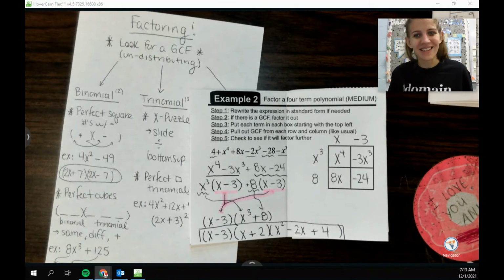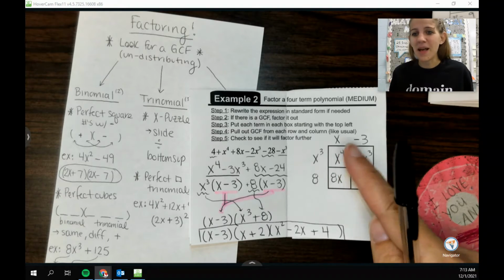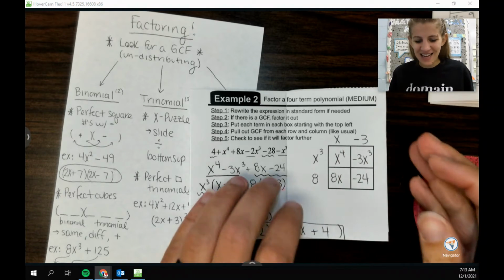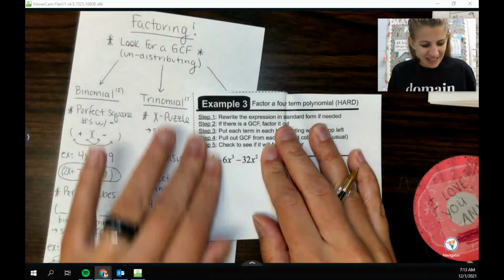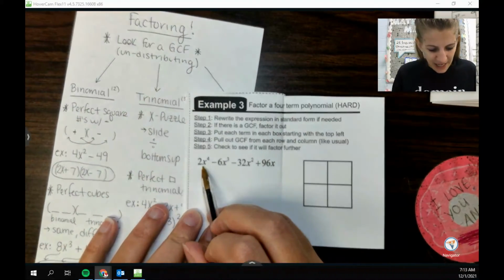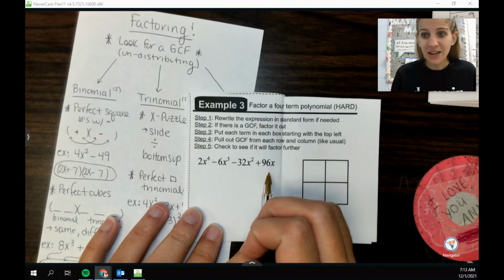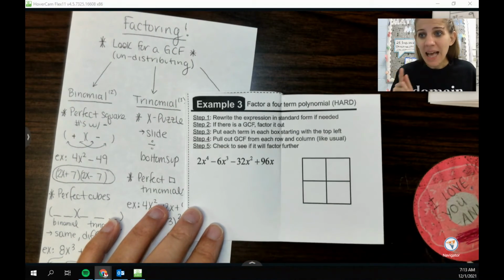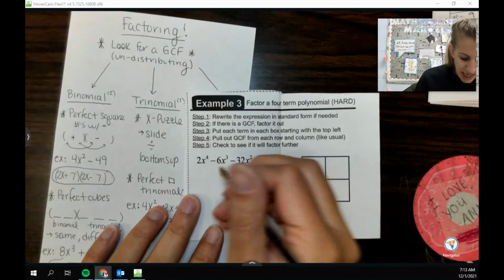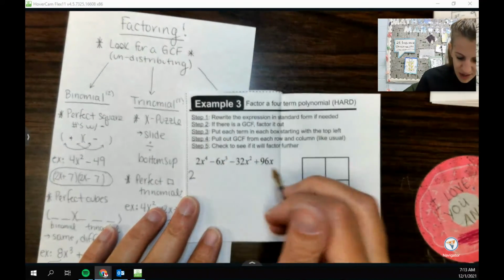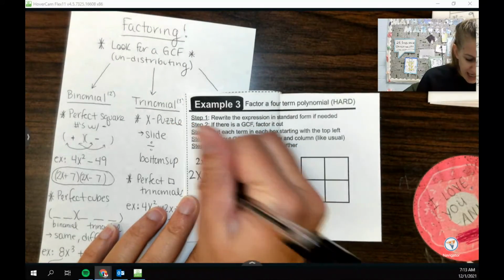That was a little harder. That was definitely a step up. That was definitely a medium. So what does that mean for this last one? Okay, we're finally in standard form. Good job, but we have a GCF. So let's take that out. Definitely can take a 2 out because they're all even, and I can take an x out.